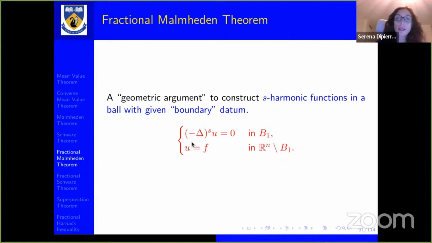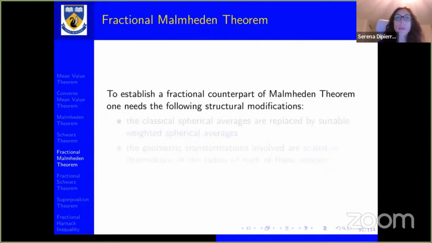So our boundary datum is going to be an exterior boundary datum. So can we make a geometric argument to construct a function, an s-harmonic function of this type? Yes, at the end of the day we can. And there are a couple of structural modifications. As you could see already, the fractional mean curvature formula was different from the classical case, so we had to add a weight in the integral. Here is going to be the same in a sense.